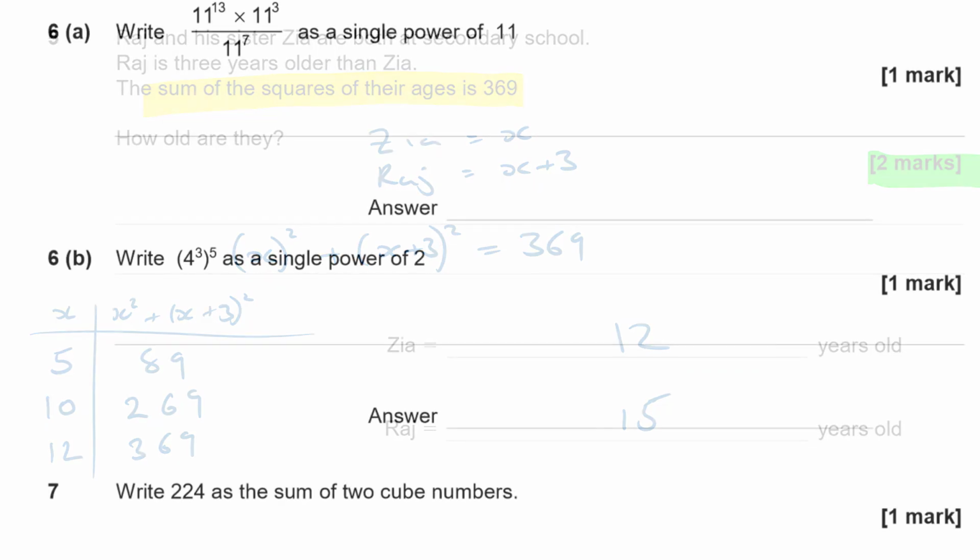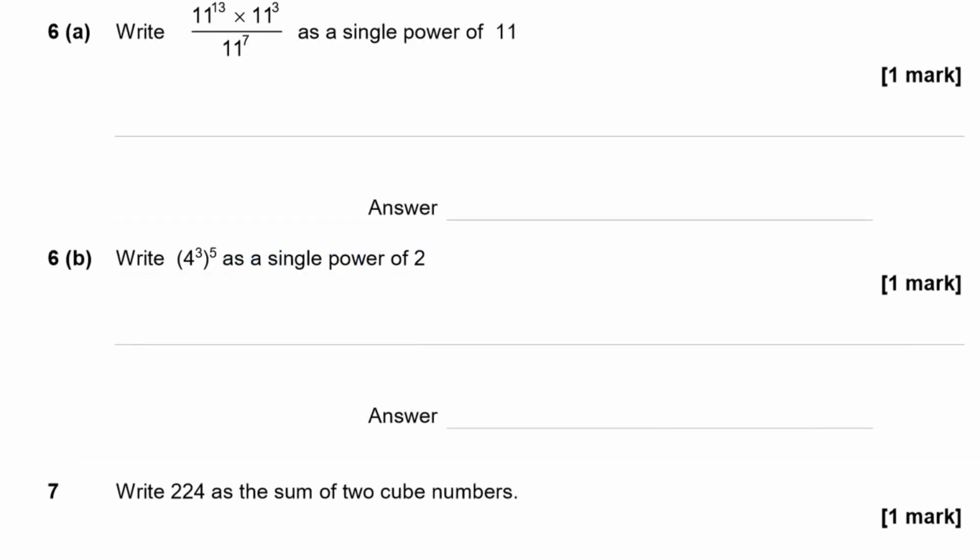Okay, done. Question 6a, write 11 to the power 13 times 11 to the power 3 divided by 11 to the power 7 as a single power of 11. Okay, so these numbers all have the same base, so we can use the laws of indices to combine their indices together into one index.